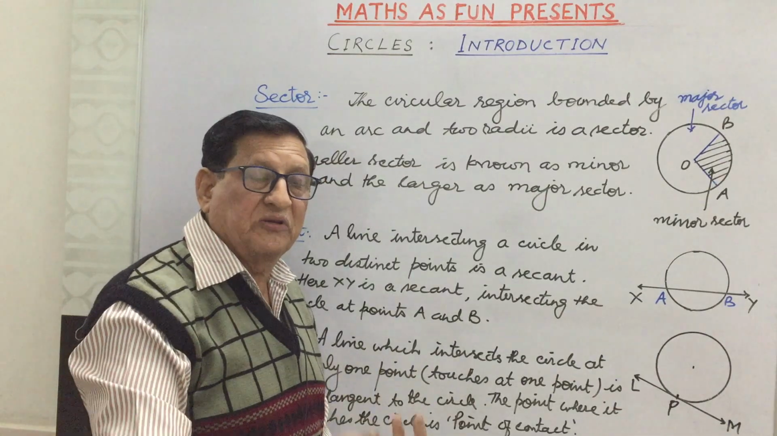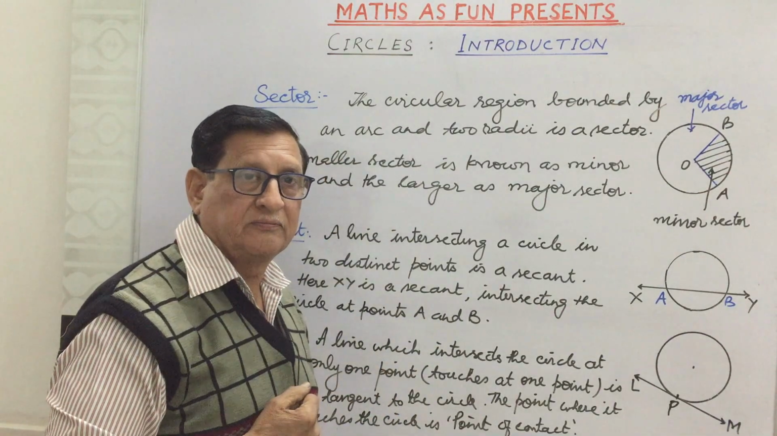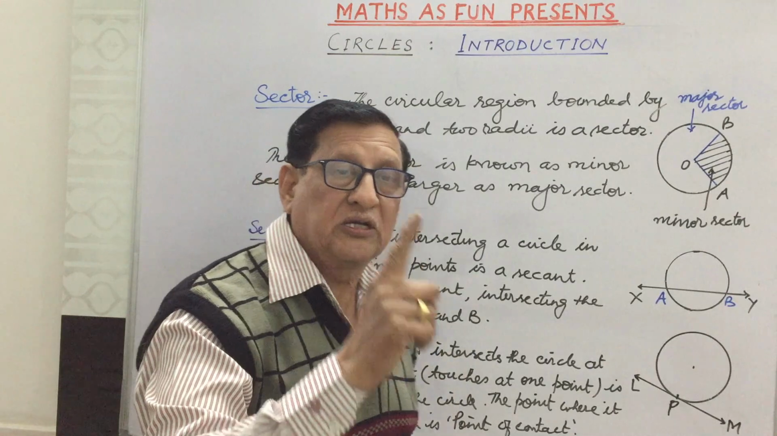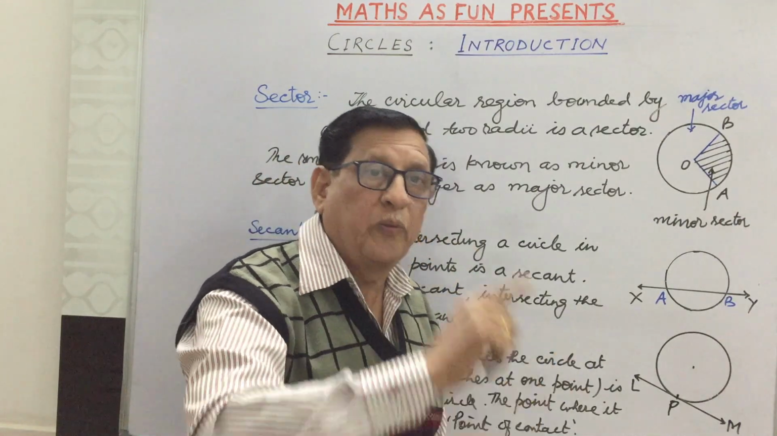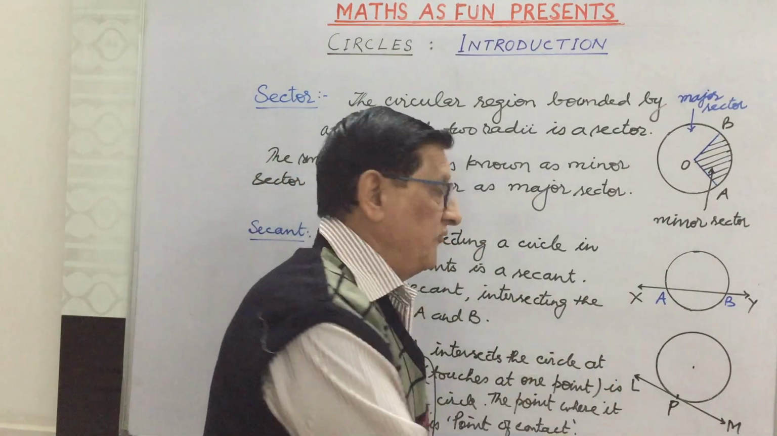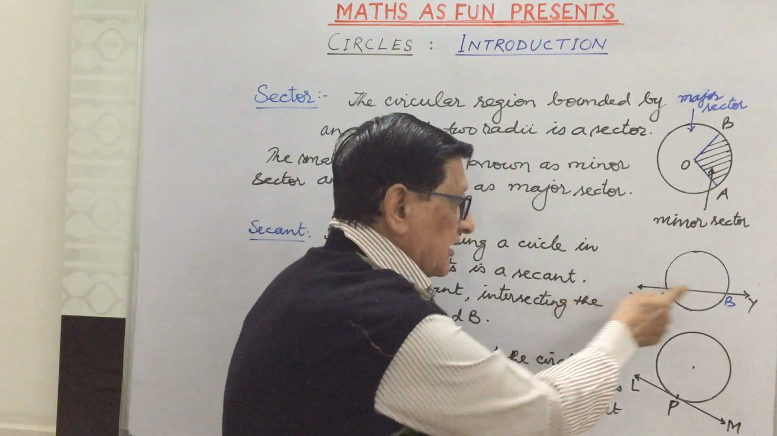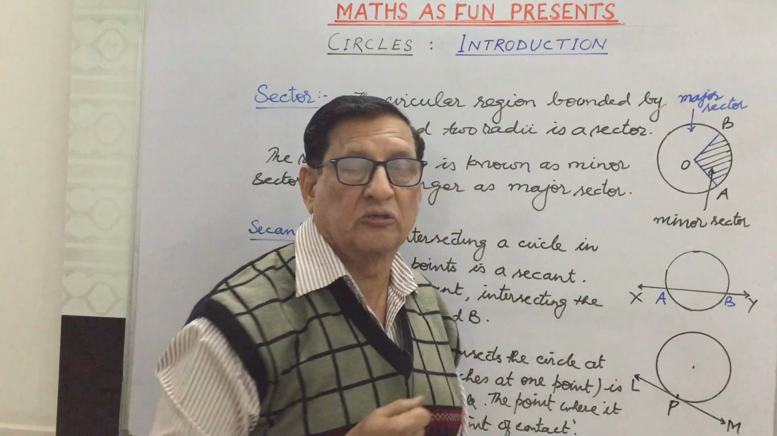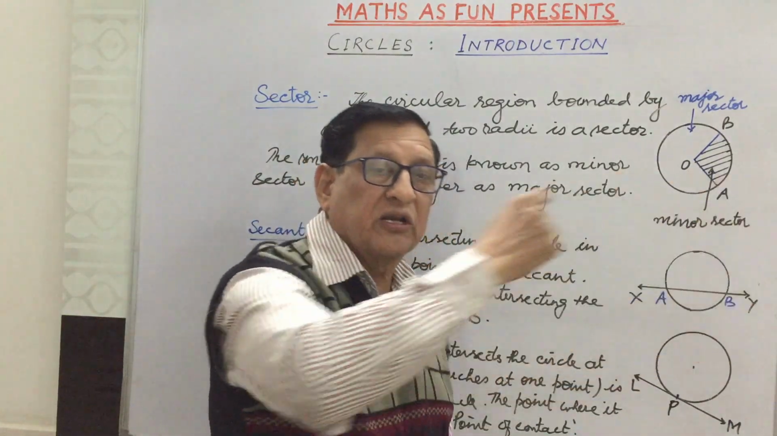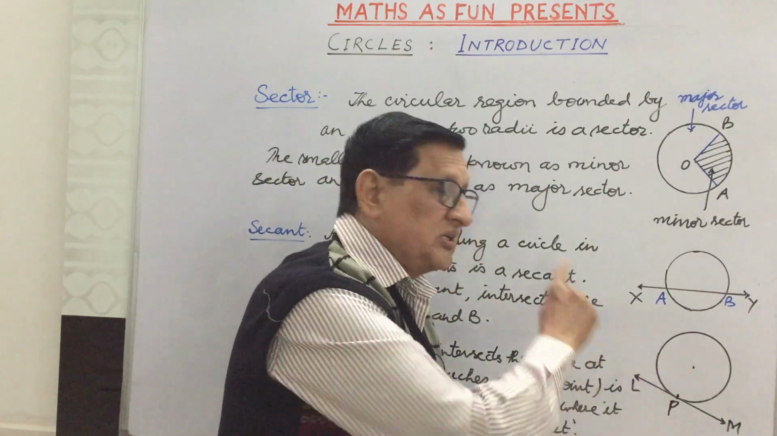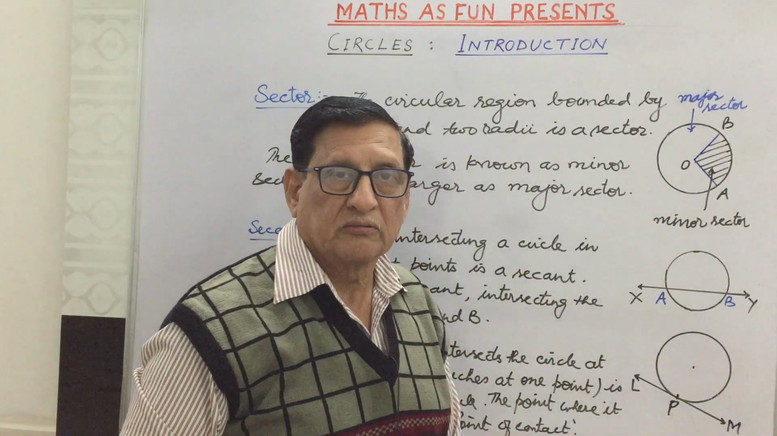So what is the difference between a chord and a secant? A chord actually is a line joining 2 points on the circumference. It means AB is the chord, whereas this line comes outside the circle also. It may go up to infinite length. This is the secant of the circle.